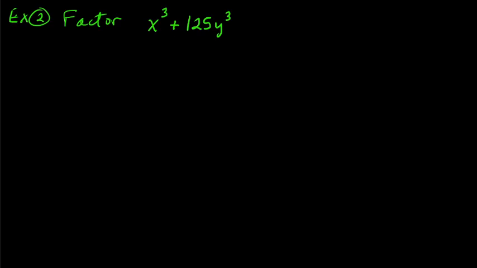Okay, so here we want to factor x cubed plus 125 y cubed. Okay, so first thing to note is that they're both perfect cubes, right? And that this is a sum, not a difference. So the formula we're probably going to be using here is a cubed plus b cubed. And just to remind you, it's a plus b times a squared minus ab plus b squared.